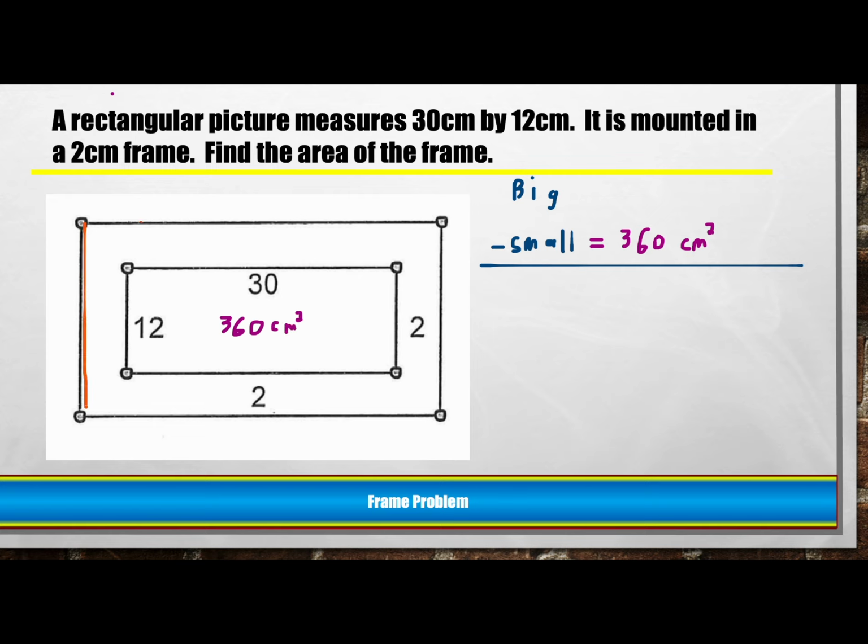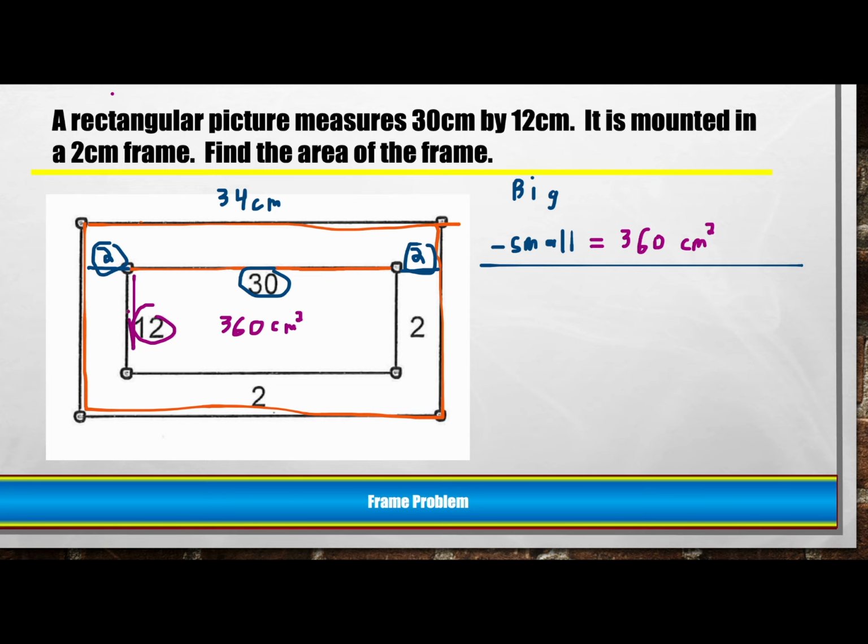Next up, we're going to get the area of the big outside rectangle here. To get the area, we need a length and a width. So let's go left and right first. The inside picture is 30 centimeters, and then the frame on the outside is 2 centimeters thick. So that's going to be 2 more centimeters on the right side and 2 more centimeters on the left side. So altogether, the 2, the 30, and the 2 is going to give us a width of 34 centimeters. Going up and down is going to be a similar thing.